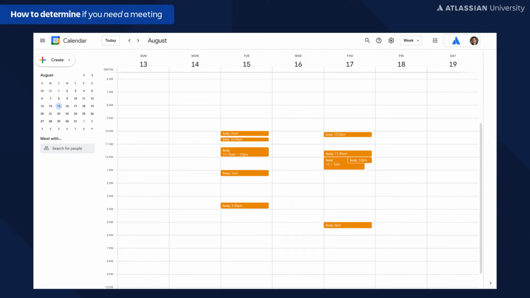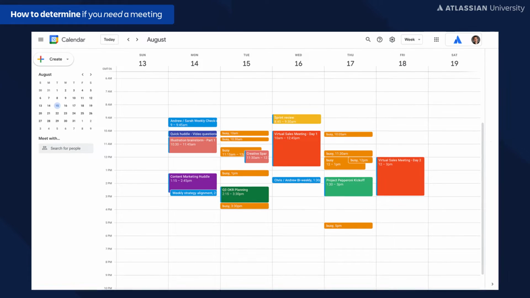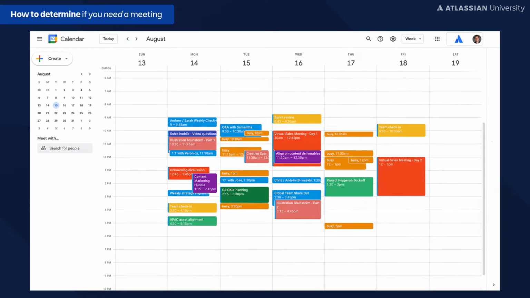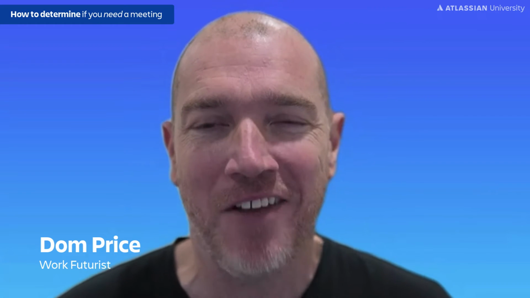Now, most of our calendars are packed with meetings, sometimes being double booked or even triple booked. But do we really need all these meetings on the calendar? Is this the most effective way to get things done? Meetings have become this thing where we just have a lot of them and they don't always feel great. And so there's that question of going, does this need to be a meeting?